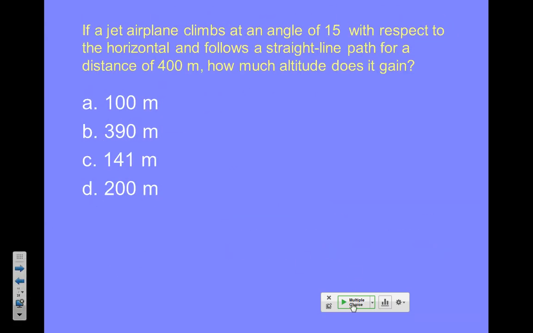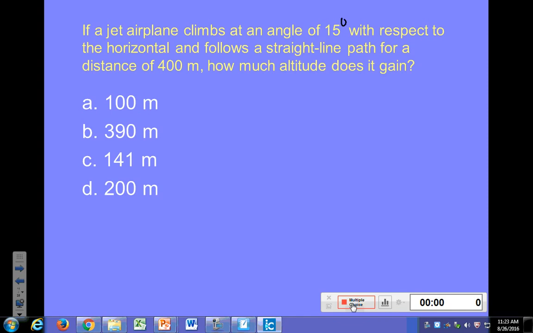A jet airplane climbs at an angle of 15 degrees with respect to the horizontal and follows a straight line path for a distance of 400 meters. That means that your airplane down here follows a path that's this. It goes 400 meters in this direction. That's what the straight line path means. So how much altitude does it gain? When it is at this point, what is its altitude?